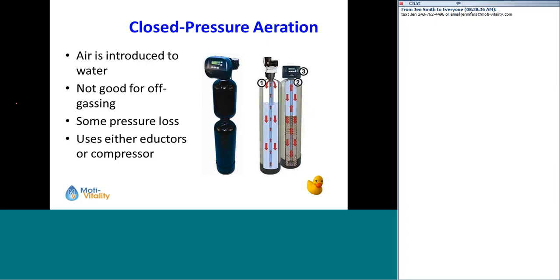Okay, closed pressure aeration. Air is introduced into the water. These aren't good for off-gassing. There's going to be some pressure loss, but that's the case with any filter, right, because you're running water through it. Anytime you have any kind of filter or filter media, you're going to have a little bit of pressure loss. But these sometimes do the pressure loss on purpose.